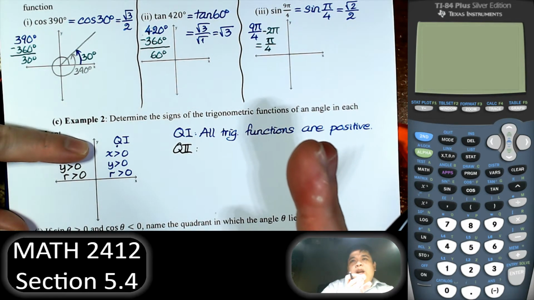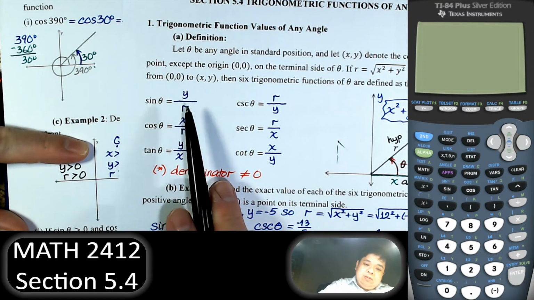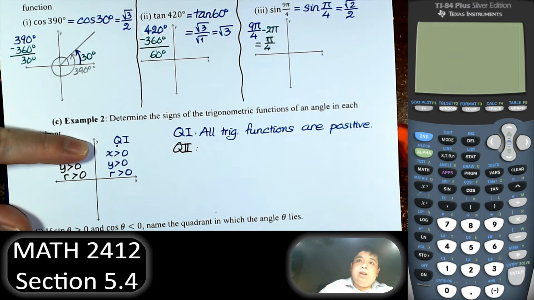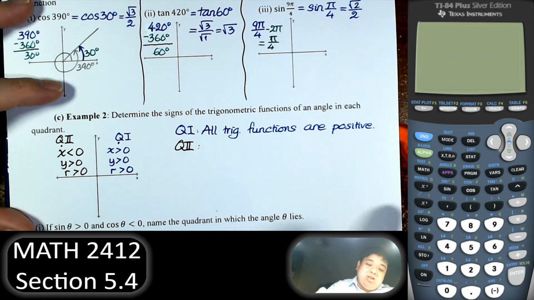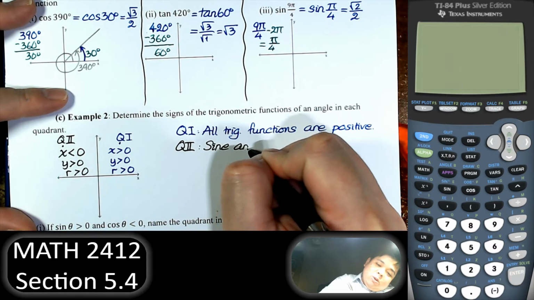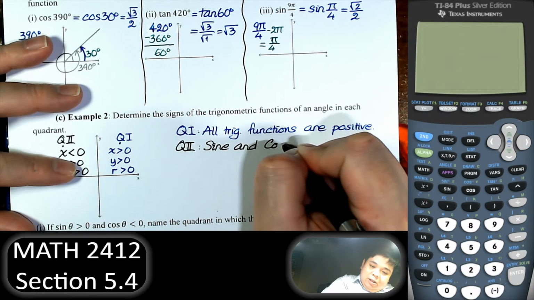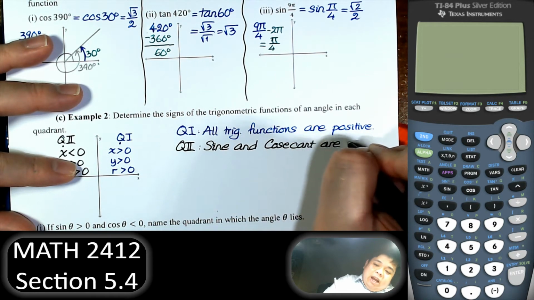So what ratios have y and r? Sine and cosecant. Like I said, very simple, just based on the definition. So here we have sine and cosecant that are positive. Everything else is negative.